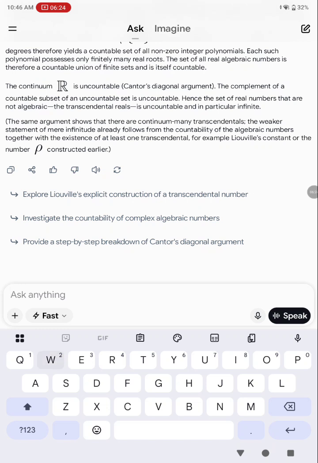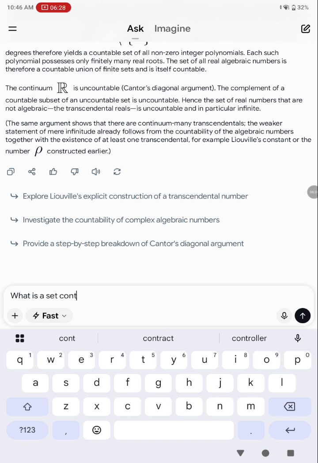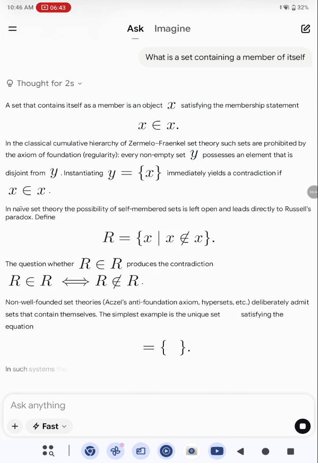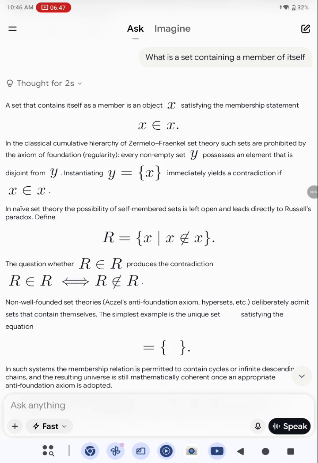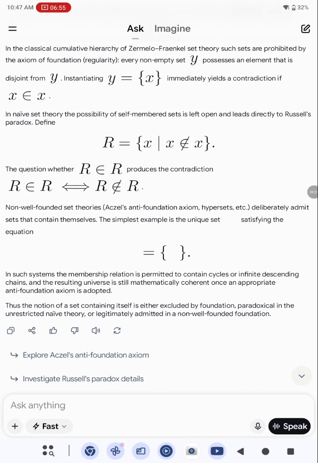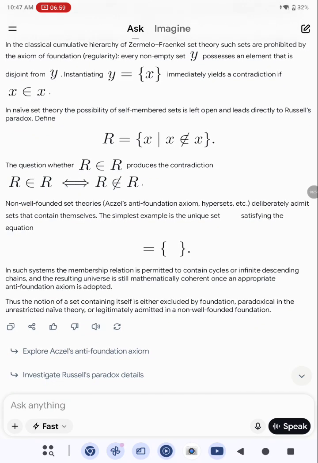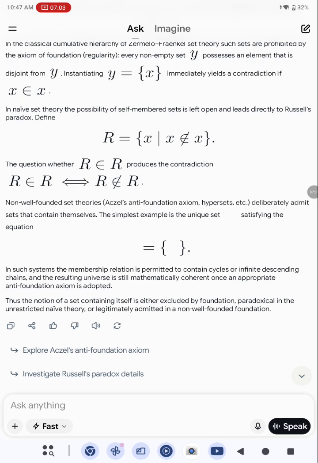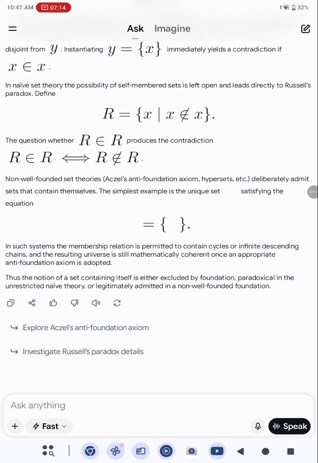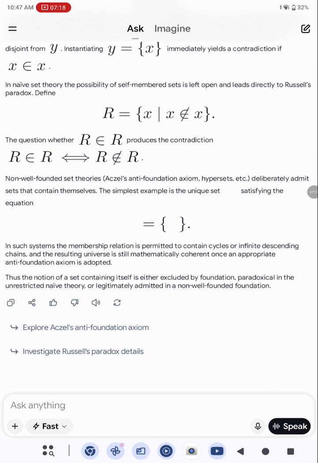So what is a set containing a member of itself? I can't remember that. A set that contains itself as a member is an object X satisfying the membership statement X ∈ X. In classical Zermelo-Fraenkel set theory, such sets are prohibited by the axiom of foundation. In naive set theory, the possibility of self-member sets is left open and leads directly to Russell's paradox: R, the set of all X such that X is not an element of X. The question whether R ∈ R produces a contradiction.